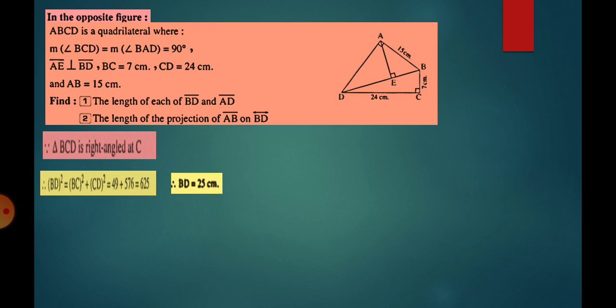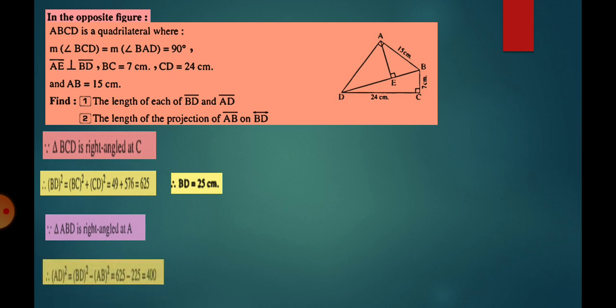Look at the triangle ABD. Measure of angle A equals 90 degrees. And we know the length of AB and the length of BD. We can use Pythagoras. AD power 2 equals BD power 2 minus AB power 2. Then AD power 2 equals 625 minus 225, equals 400. Then the length of AD equals square root of 400, equals 20 centimeters.